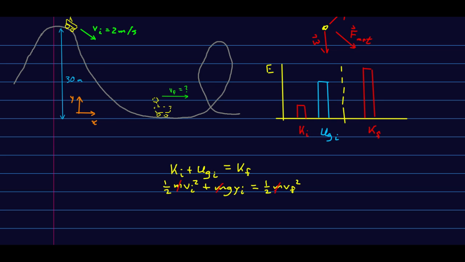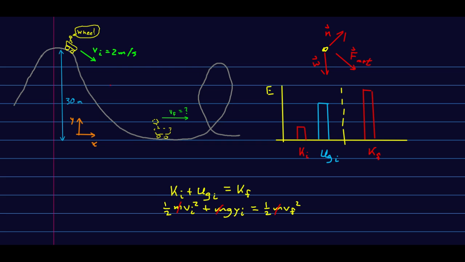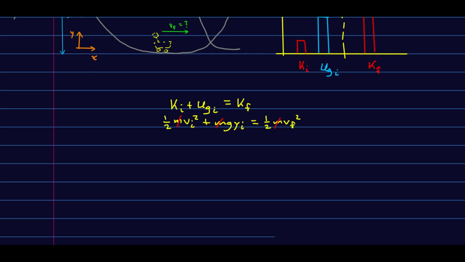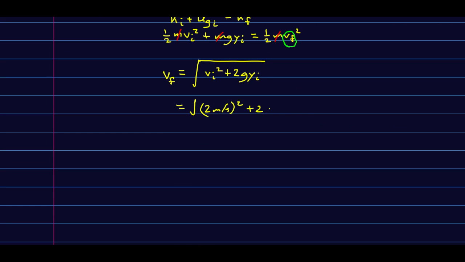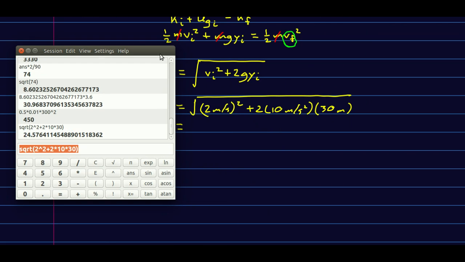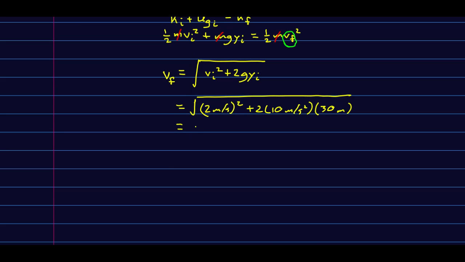That tells us that the speed that a cart goes at the bottom is independent of the mass of the cart or the mass of the riders. That's a useful thing to realize. And what we want is v_f, so we'll just solve for v_f. And we get a final speed here of about 24.6 meters per second.